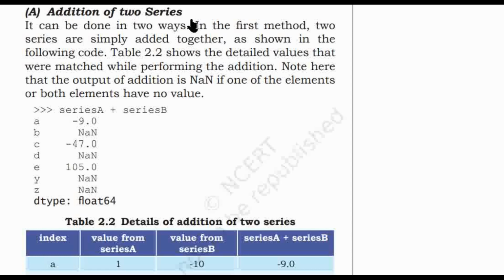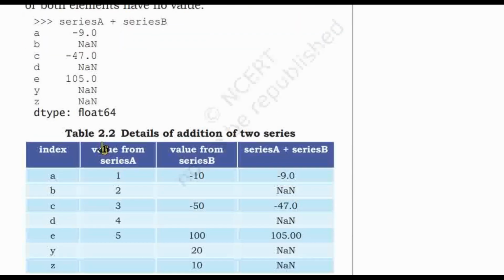Addition of two series. It can be done in two ways. In the first method, two series are simply added together as shown in the following code. Table 2.2 shows the detailed values that were matched while performing the addition. Note here that the output of addition is NaN if one of the elements or both elements have no value. Series A plus series B: minus 9.0, NaN, minus 47.0, NaN, 105.0, NaN, NaN. Float64.